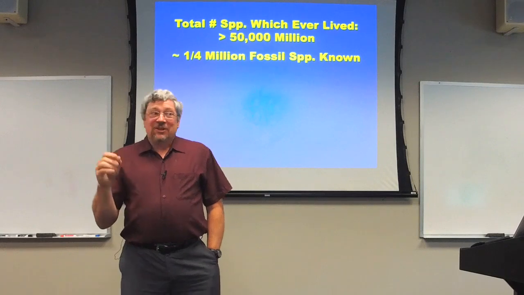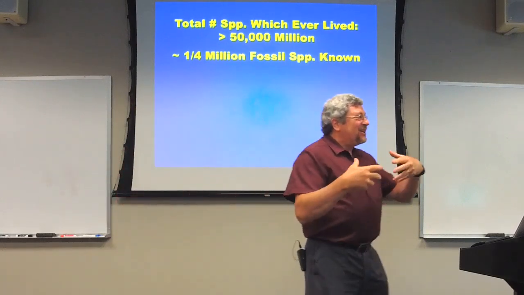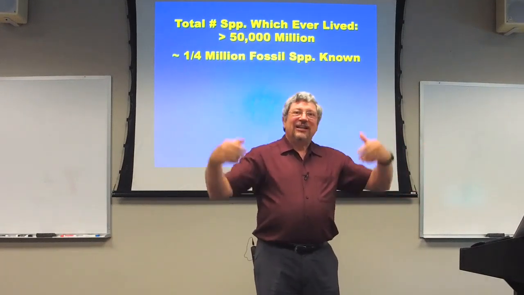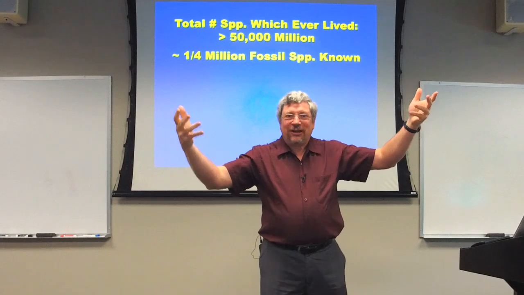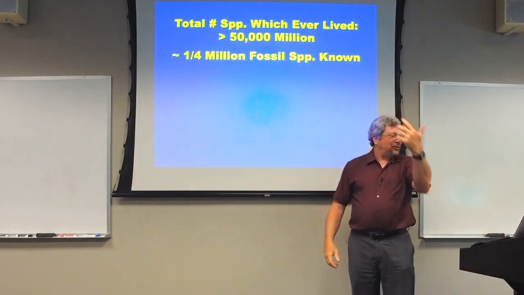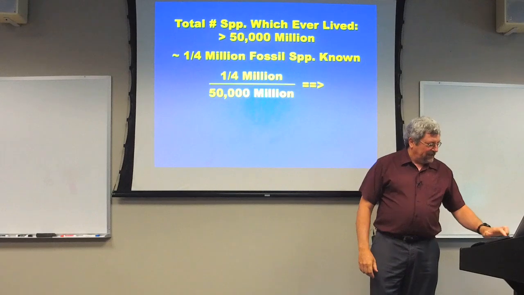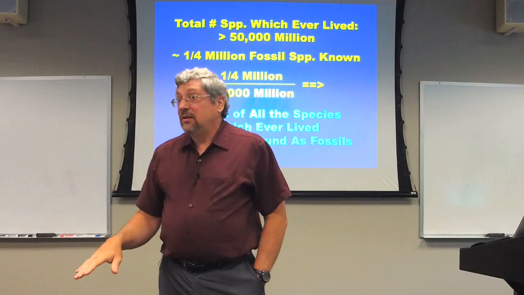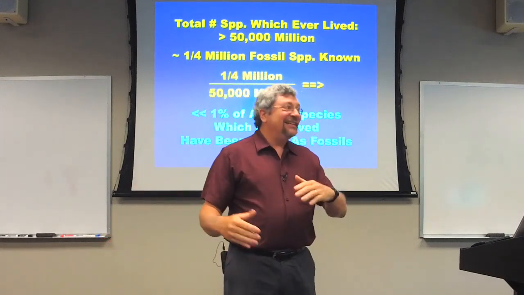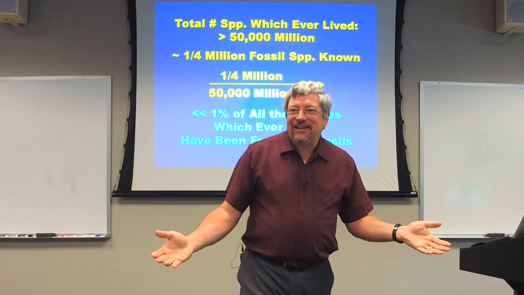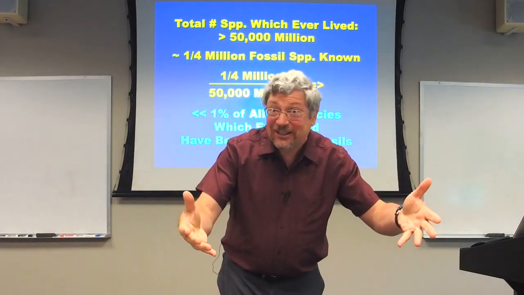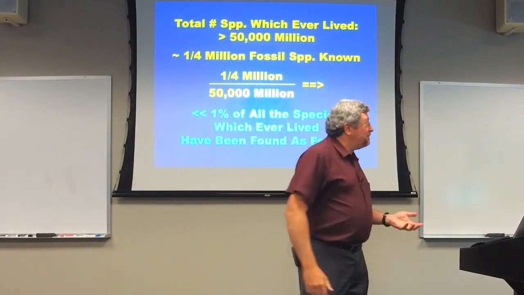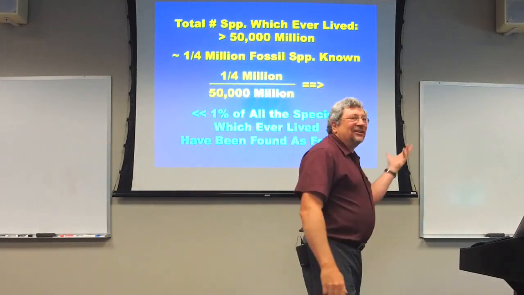Okay, so we can then calculate how many of all of the species that have ever lived in the past we actually have a fossil record of, just simply by taking 250,000 and dividing it by 50 million. And so we have far less than 1%. And again, there's more than 50 billion species, so it's going to be far less than 1% of all the species that have ever lived are known as fossils.